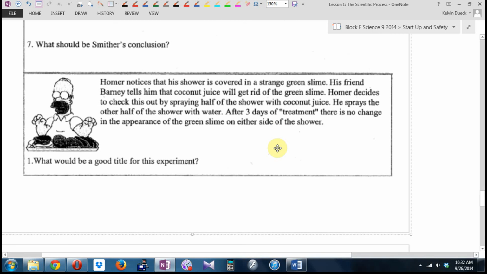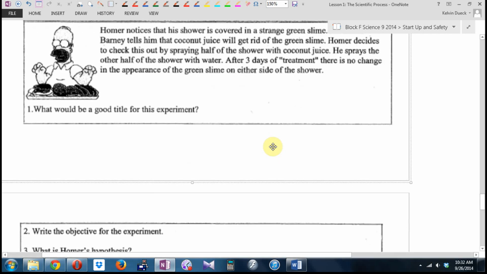Then we have a little Homer. So Homer notices that his shower is covered in a strange green slime. Sorry, slime. His friend Barney tells him that coconut juice will get rid of the green slime. Homer decides to check this out by spraying half of the shower with coconut juice. He sprays the other half of the shower with water. After 3 days of treatment, there is no change in the appearance of the green slime on either side of the shower. I couldn't fit this all on one page.